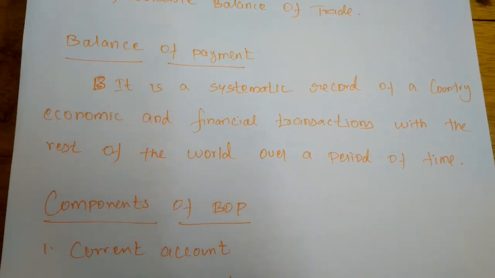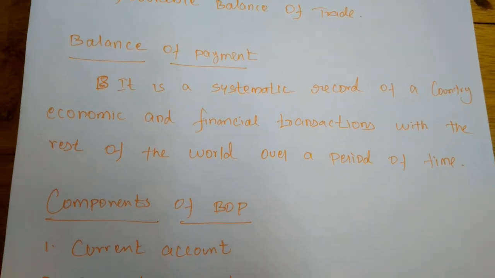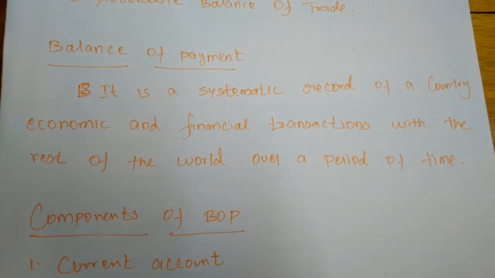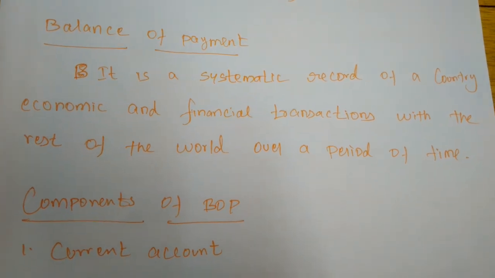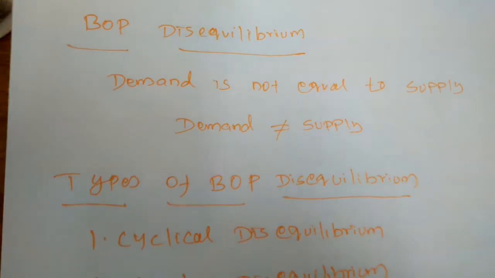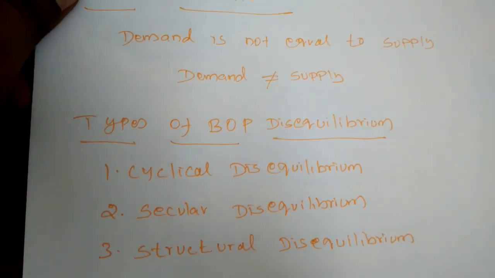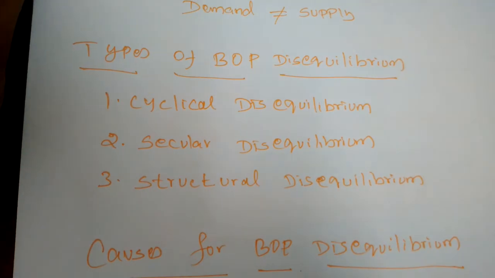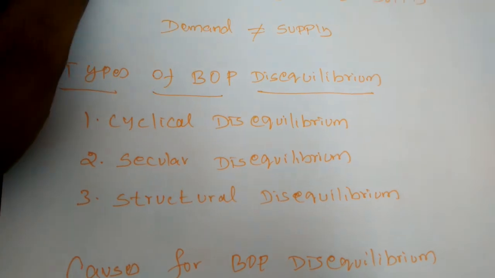The disequilibrium balance of payment means the demand is not equal to the supply. If the demand is not equal to the supply, what will happen? The receipts or the payments will differ from one nation to another. This balance of payment disequilibrium can also be classified into three types. First is cyclical disequilibrium, next secular disequilibrium, third is structural disequilibrium.